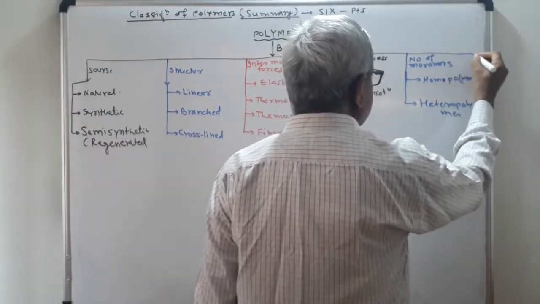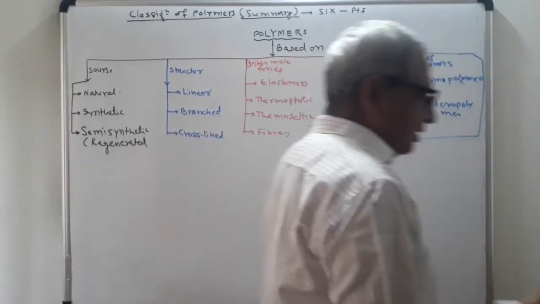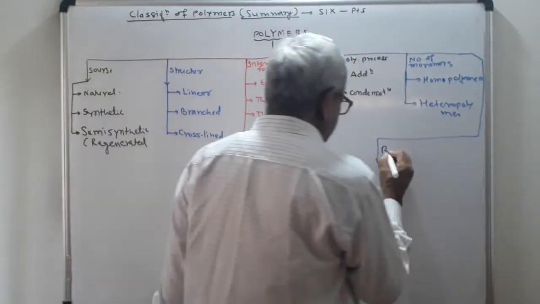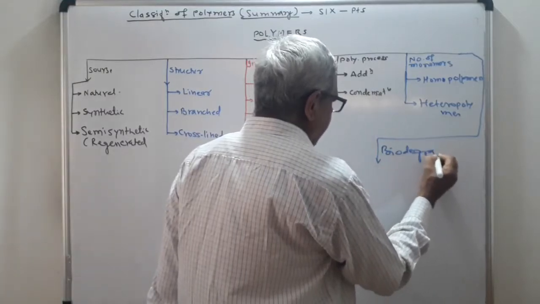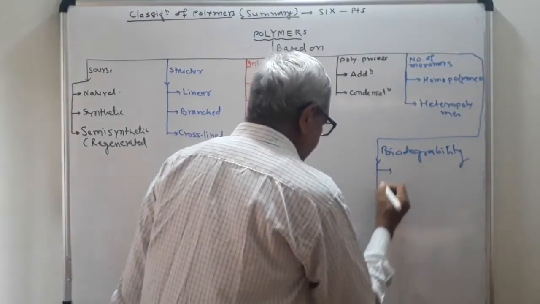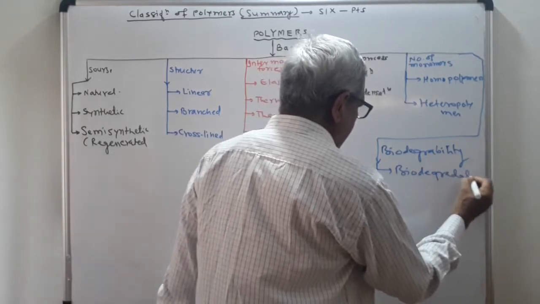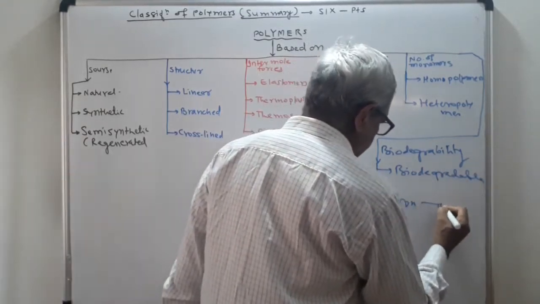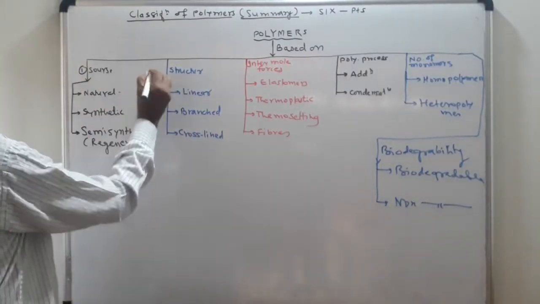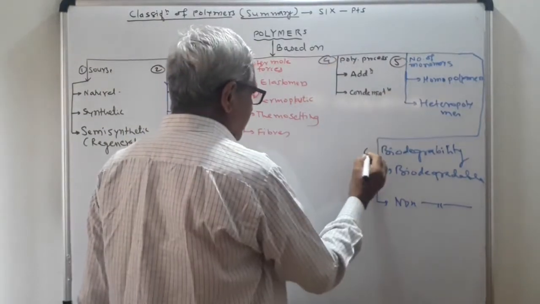Now the last one is based on biodegradability. These are classified into two types. One is biodegradable and second is non-biodegradable. So these are the points here: 1, 2, 3, 4, 5 and 6.